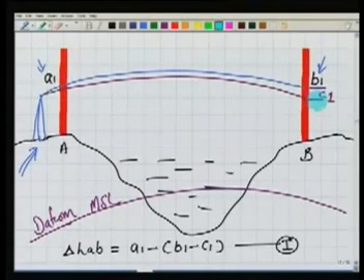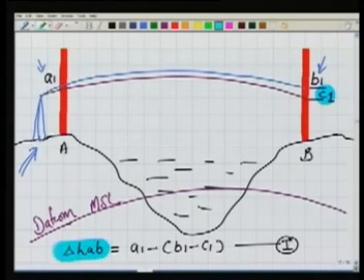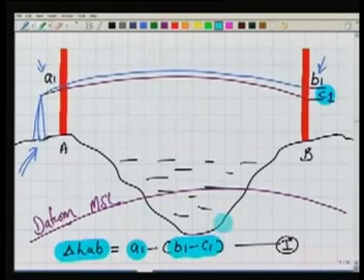So this C1 is the amount of error. Now how can I write it? The delta HAB will be A1 minus B1 minus C1, because in B1 minus C1, we are applying the correction at C1. We are not applying any correction at A1.